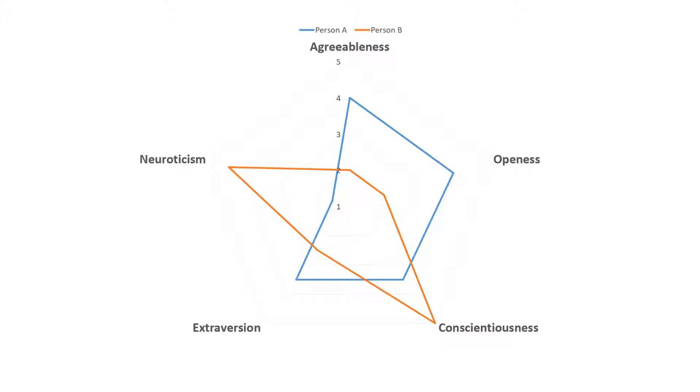Here's a simple visualization just illustrating how two different types of people may score on this 10 question personality inventory scale.